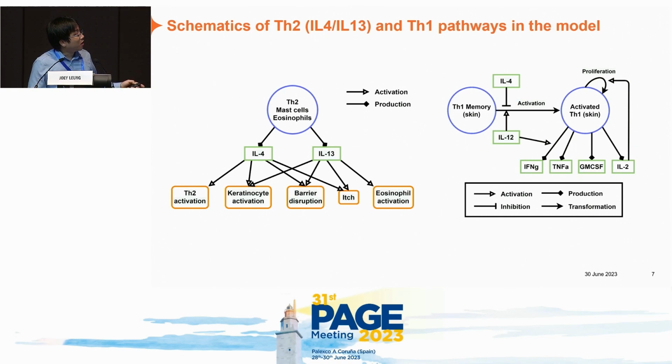And on the right, we have the Th1 pathway in the model. Th1 activation is induced by IL-12, and then the Th1 can secrete a number of Th1 cytokines, including IFN gamma, TNF-alpha, and others. And an interesting point to note is that Th1 and Th2 responses are mutually inhibitory. So, for example, IL-4, which is a Th2 cytokine, actually inhibits Th1 activation.